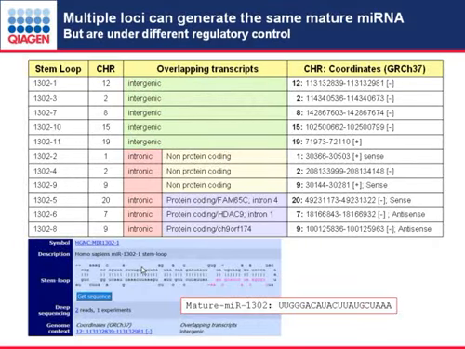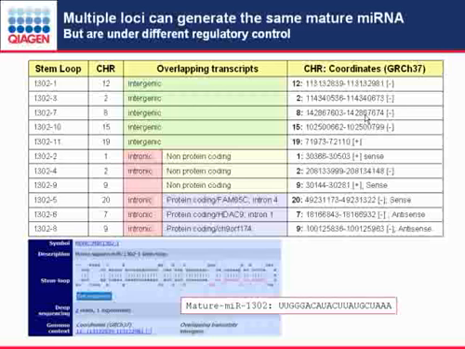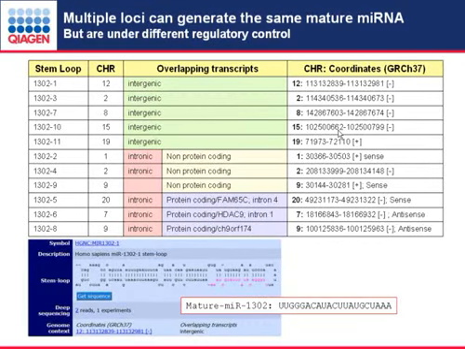There are many examples where a particular mature microRNA is generated from multiple genomic loci. As can be seen for miR1302, there are 11 genomic loci present on different chromosomes, and some are intergenic, some are intronic non-protein coding, and some are intronic protein coding. One can really appreciate the diversity and complex regulation of expression of this mature microRNA, considering that each locus will be under different promoter control.